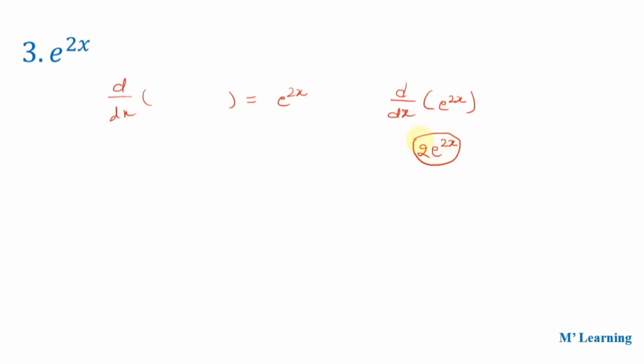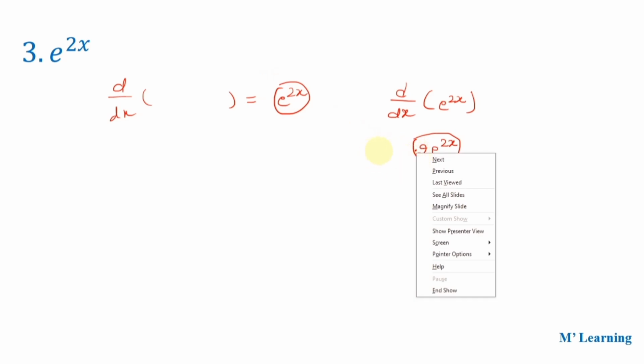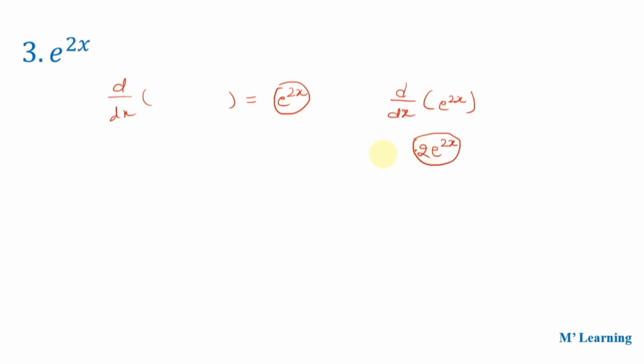Now what is the difference between here and here? It is 2. So we'll send 2 to the other side, that will become 1/2. So the answer is 1/2 e to the power 2x, the function we integrated, and then plus C. Therefore the antiderivative of e to the power 2x is 1/2 e to the power 2x plus C.